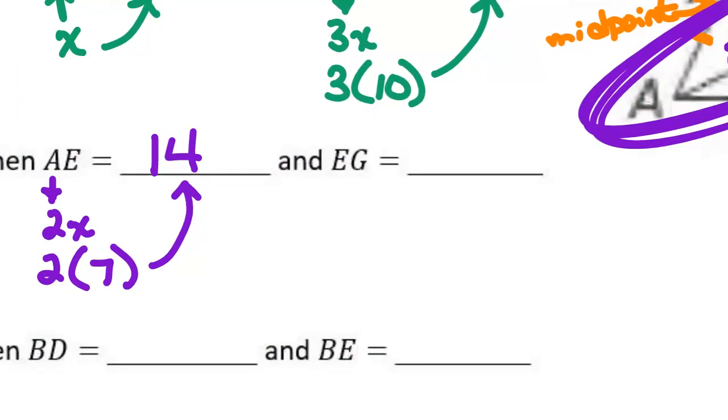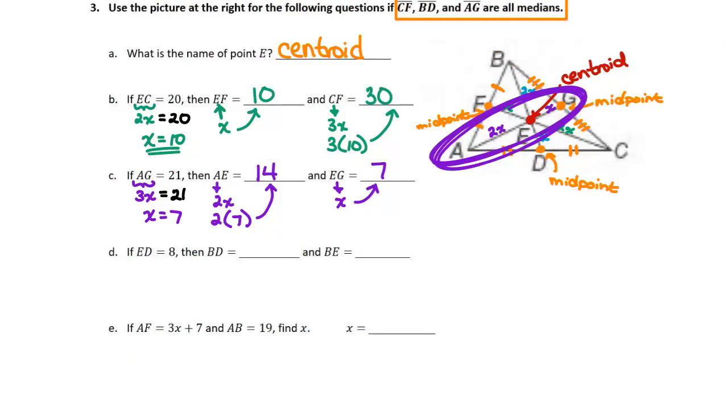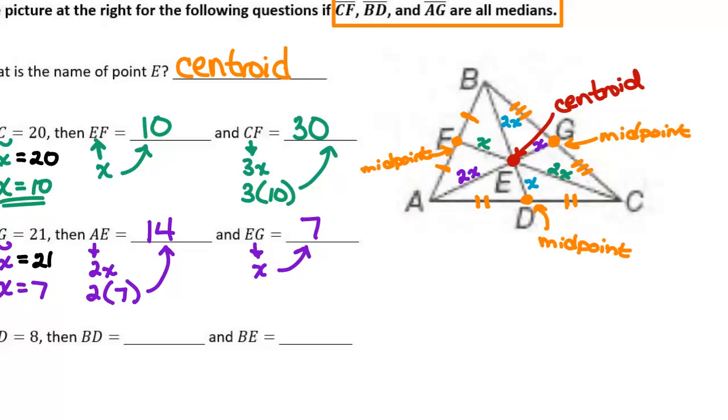And then finally, EG, that's this right here. 1x, 2x, or 3x? 1x. And x is how big? 7. Perfect. Absolutely perfect so far.